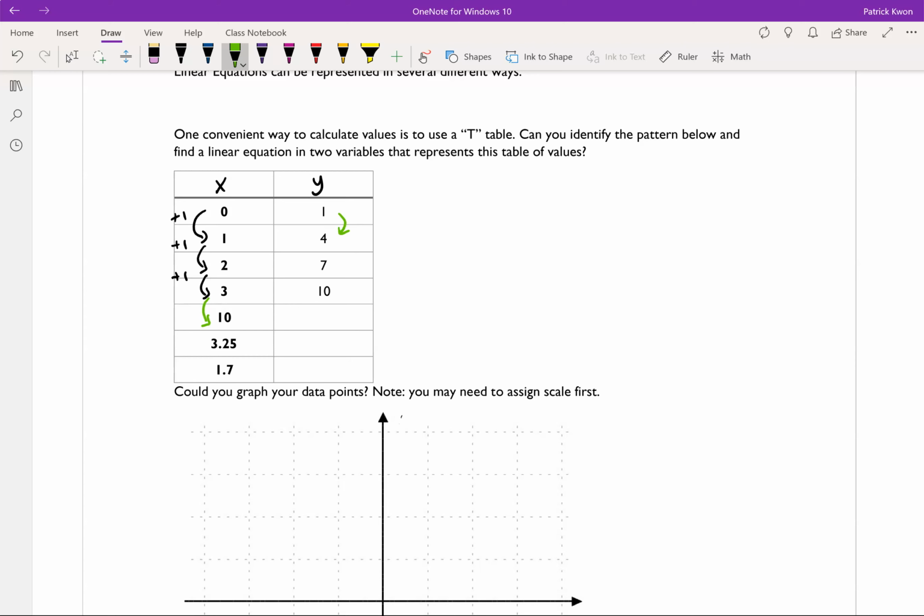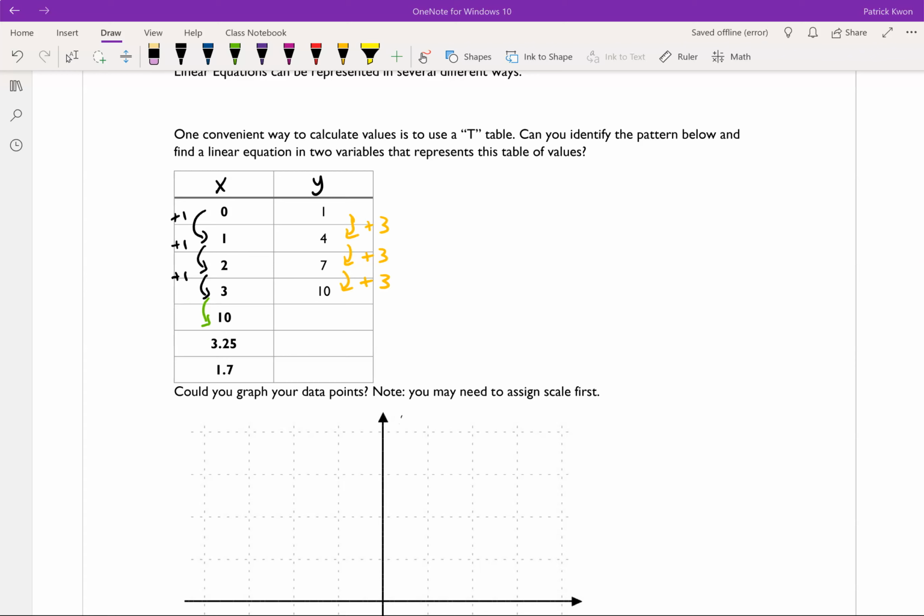Notice here, what's the pattern here? We are jumping by 3. But because on the left-hand side, it's jumping not by 1, but by 7, this value here probably won't be 13, right?